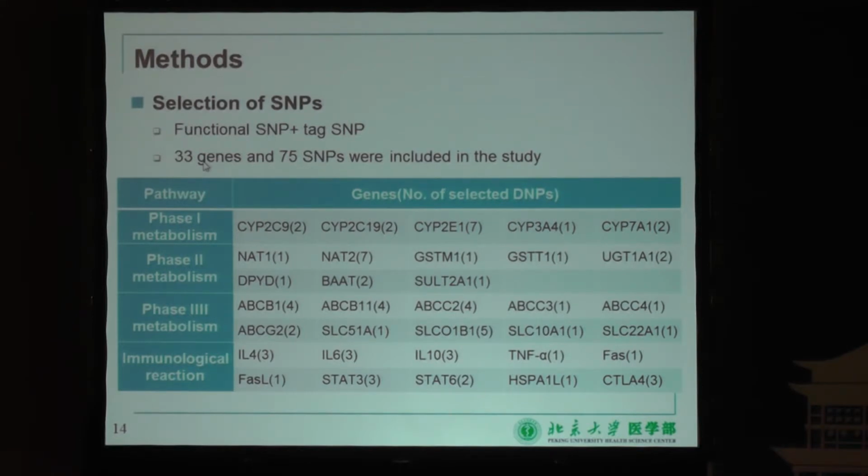And this is the list of the genes and SNPs included in our study. It covers phase 1, 2, 3 metabolism and immunological reactions. In the end, 33 genes and 75 SNPs were included in the study.